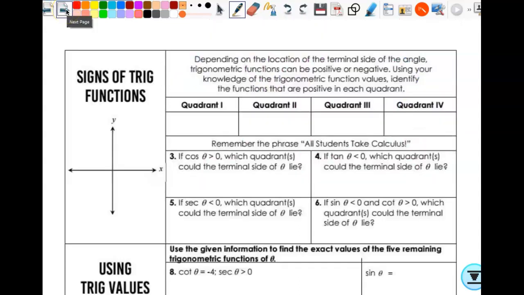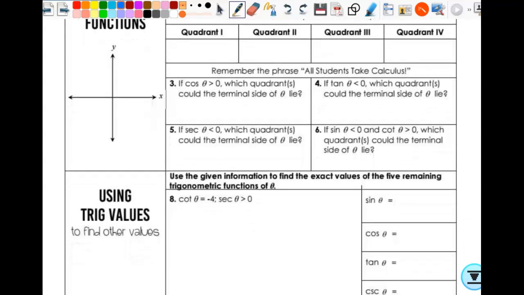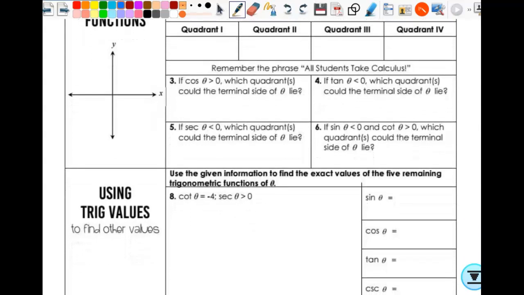Quick little review here of the signs of our functions. Depending on the location of the terminal side of the angle, trigonometric functions can be positive or negative. Using your knowledge of the trigonometric function values, identify the functions that are positive in each quadrant. Okay, so here's what we know. We know that all students take calculus. So in quadrant 1, they are all positive.